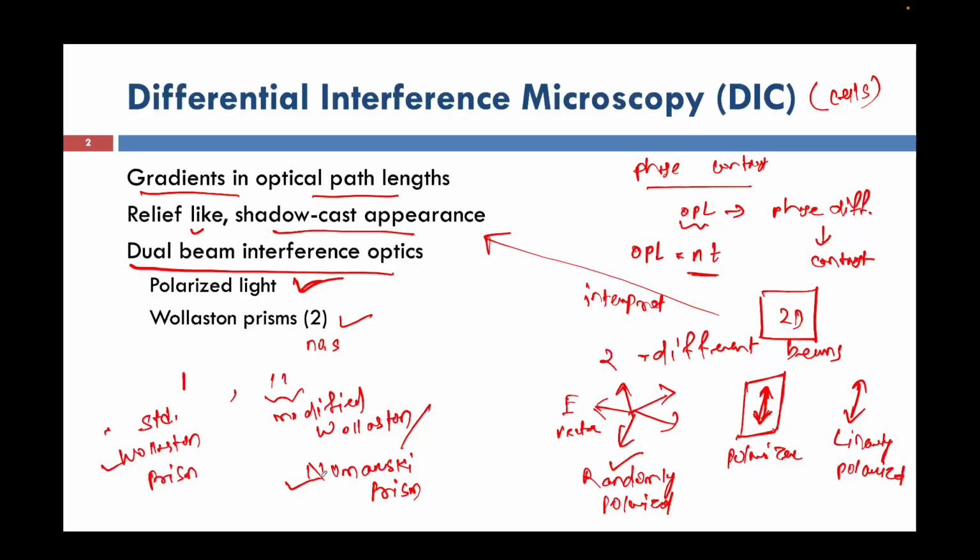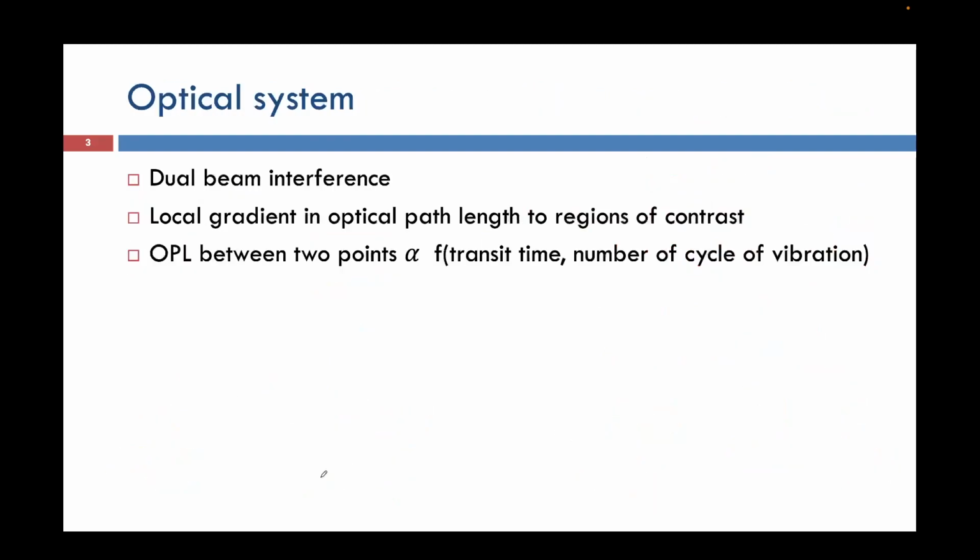That means the local gradients. So this is the optical system and the basic idea of our DIC microscopy. It is a dual beam interference mode that we are using, and we use the local gradient in optical path length to create regions of contrast. As I said, the optical path length is n into t, where n is the refractive index and t is the thickness. This optical system is converting the local gradient in optical path length into regions of contrast. That is why this is known as differential interference microscopy.